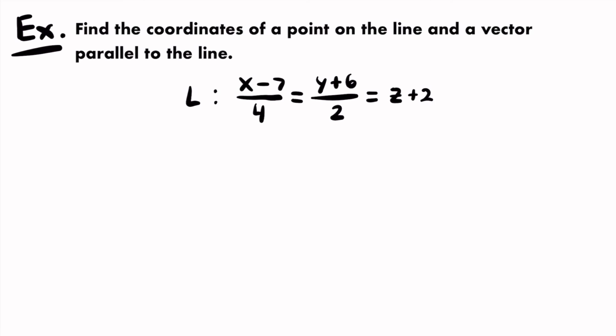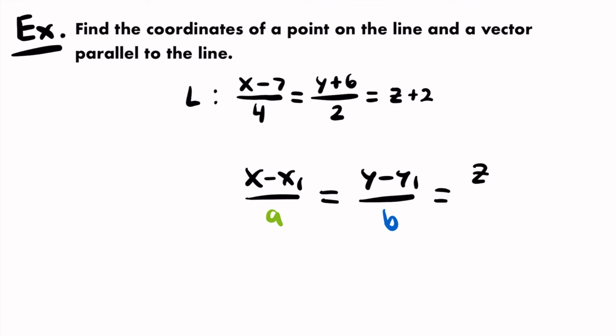Remember that the general form is that you have x minus x1 divided by a, and then that's equal to y minus y1 divided by b, and then that's equal to z minus z1 divided by c. All right, so the denominator of each of those parts of the symmetric equation make up the direction numbers of our direction vector, or the vector parallel to the line, and then the value being subtracted from x, y, and z will be the x, y, and z coordinates of a point on the line. So let's start with the point.